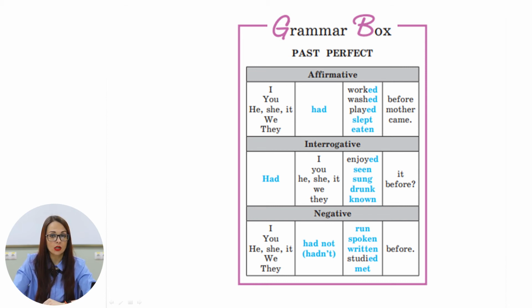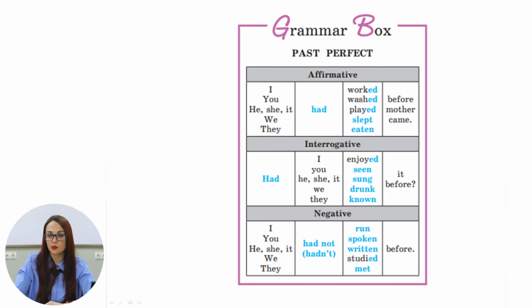I had worked before mother came. You had washed before mother came. He, she, or it had played before mother came. We had slept before mother came, and they had eaten before mother came. In the interrogative form, we use the auxiliary verb had before the subject, and then we have the verb in the past participle form. So you have here in the column as well.